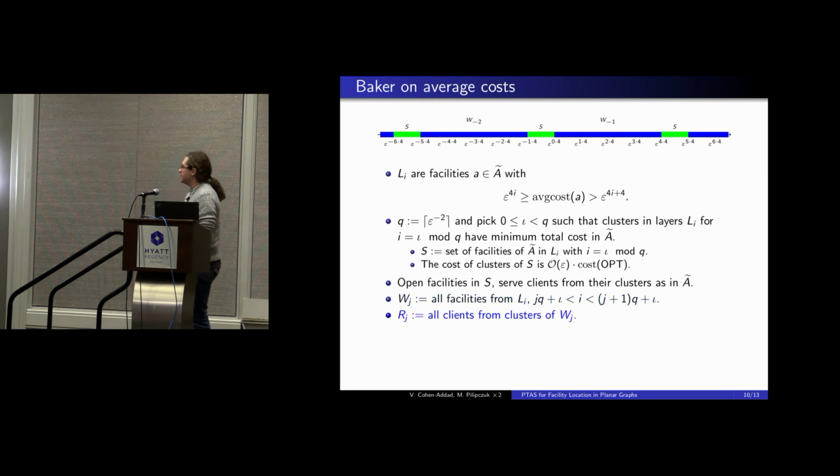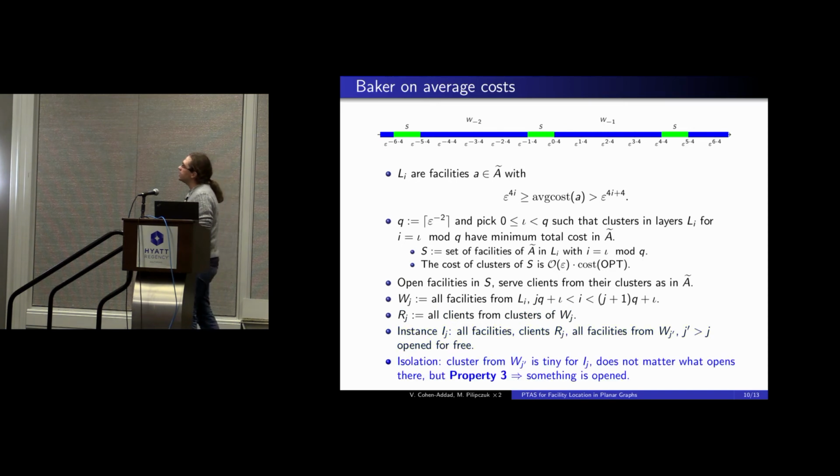And now the punchline is, we can define W_i to be the facilities there, and the clients in these clusters to be R_i. The intuition now is that if I look at these facilities and clusters here, they are super tiny. I mean, they're epsilon to something, tinier than the previous ones. So they're super tiny, which means that you can offset traveling within one of these tiny clusters to the average cost of the larger cluster. That means that the clients and facilities here don't really care what's happening in the small ones.